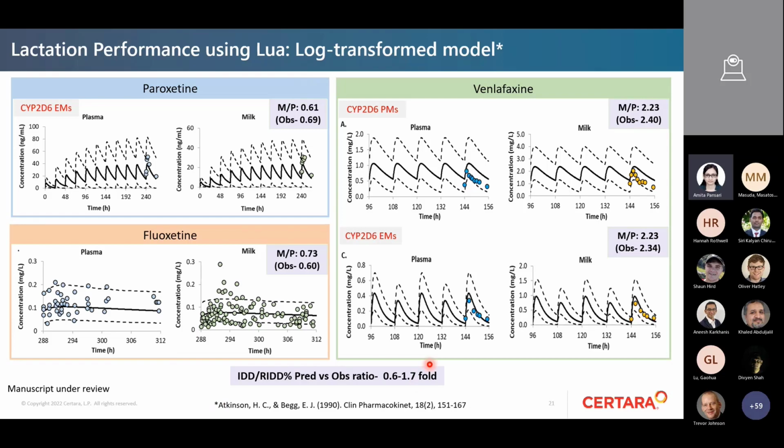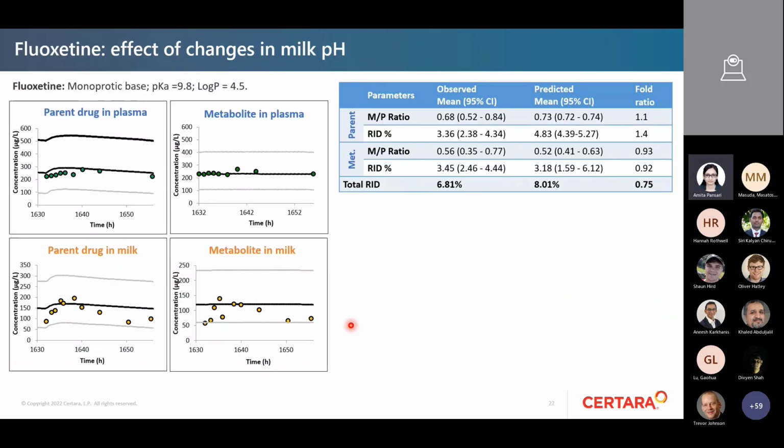Looking into the infant daily dose, or the relative infant daily dose, we also predicted the different predictions here. You'll see the infant daily dose predictions were quite well, and the prediction versus observed ratios were within 0.6 to 1.2-fold, and 1.7-fold in all these cases for the different studies that we performed here. That is also reflected in the overall relative infant dose calculated on the PM mothers, which is on the higher side for the PM subjects due to the effect of higher milk exposure. But first, let us look into the change in pH.